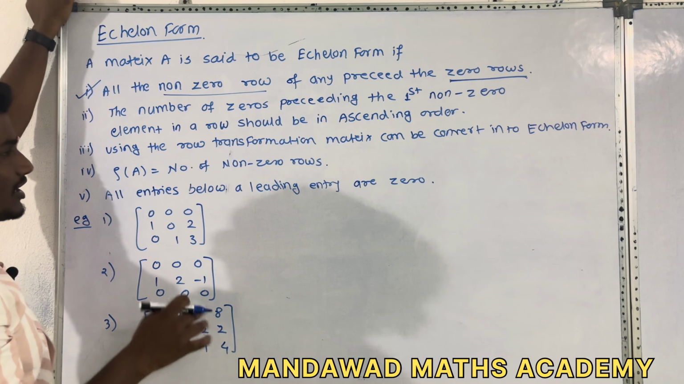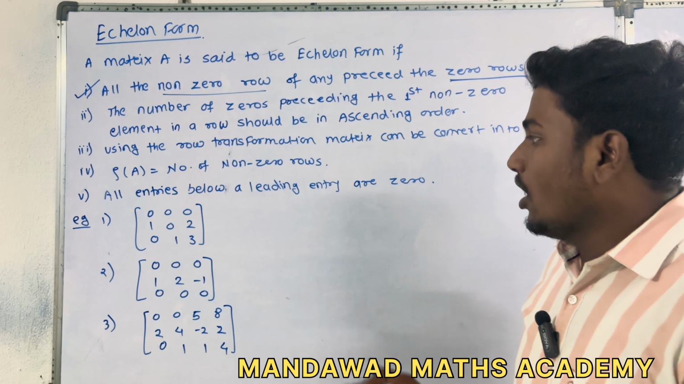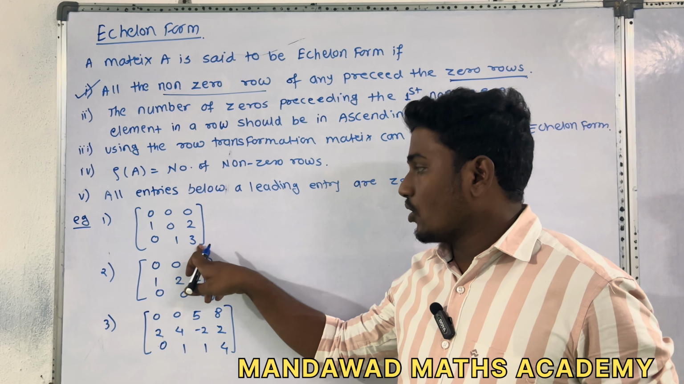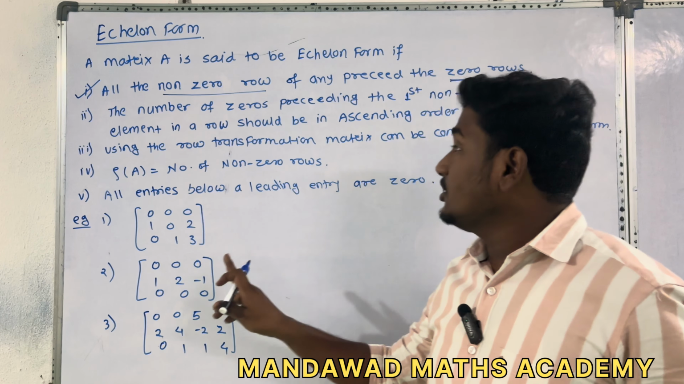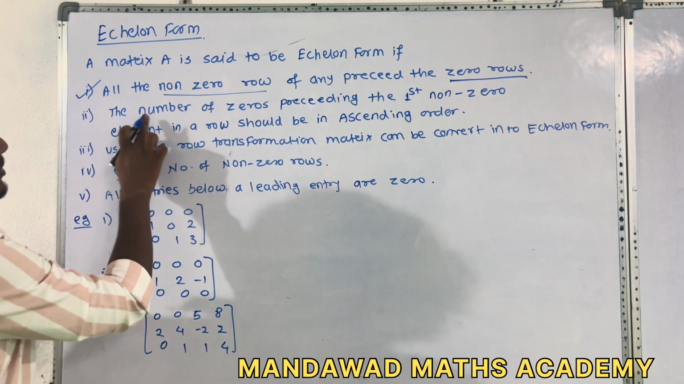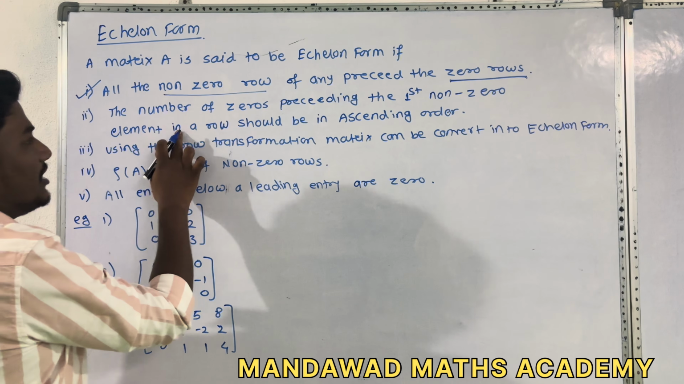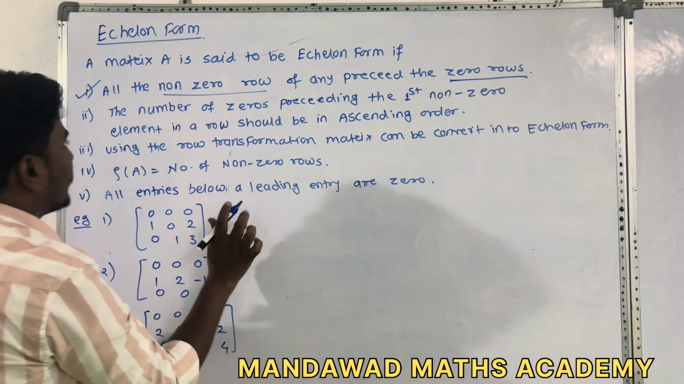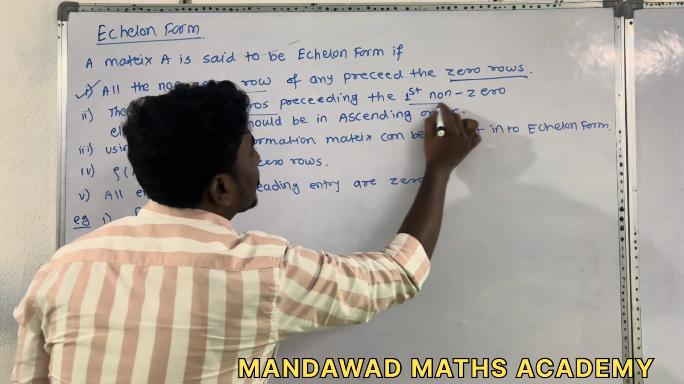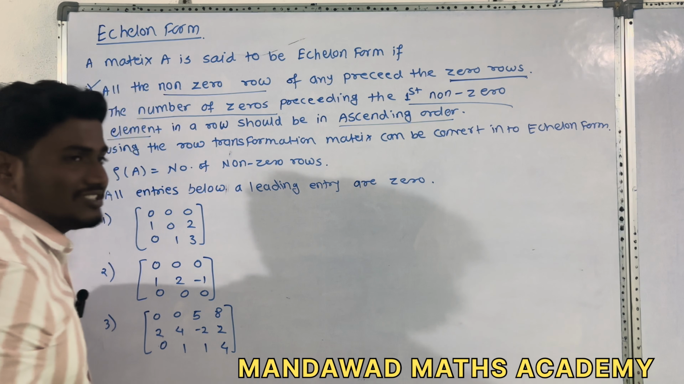So what are the zero rows and what are the non-zero rows, and how can we identify them? A zero row is one in which all the elements are 0. Suppose this is a zero row, this is a non-zero row, this is a non-zero row; this row has all elements 0, so it is a zero row. Is it clear? Next condition: the number of zeros preceding the first non-zero element in a row should be in ascending order. So this is the second condition.